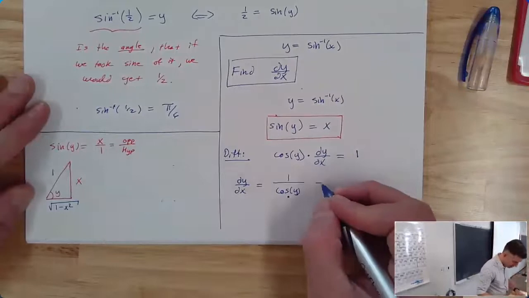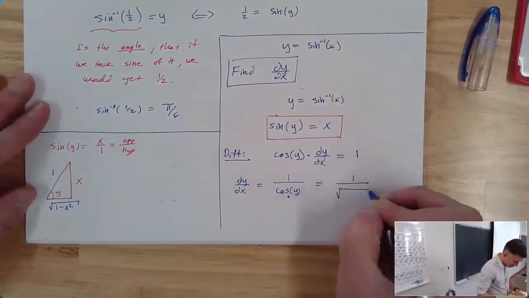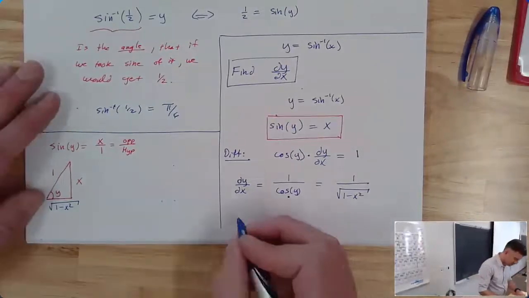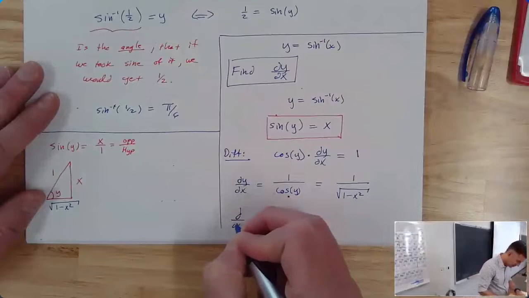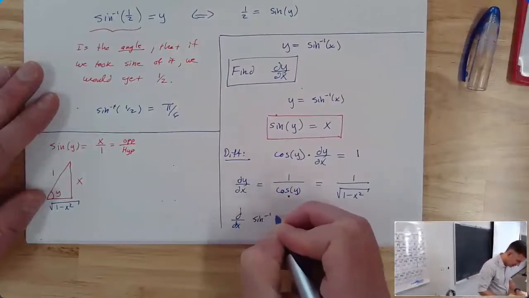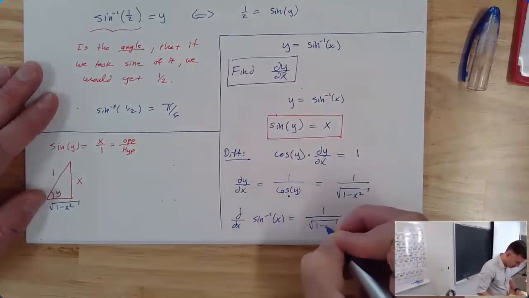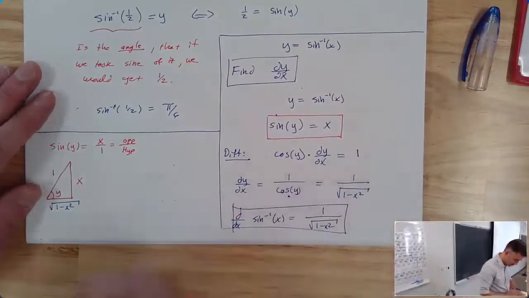So it ends up being 1 over the square root of 1 minus x squared, which is the derivative of the inverse sine function. So the derivative of the inverse sine of x is in fact 1 over the square root of 1 minus x squared. Kind of cool.